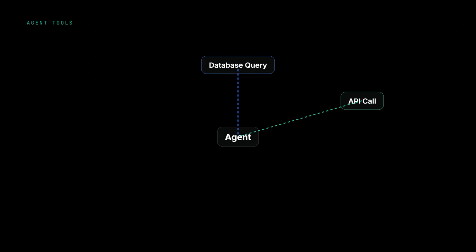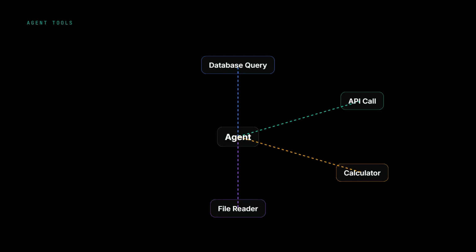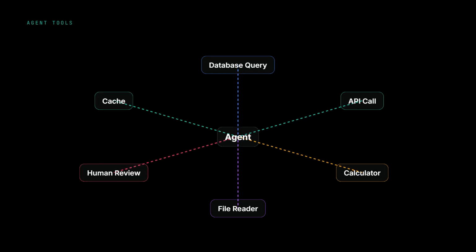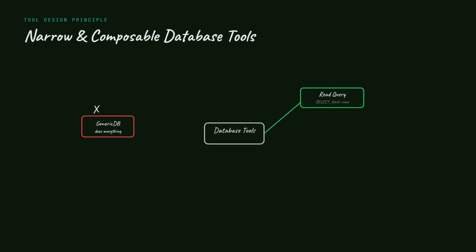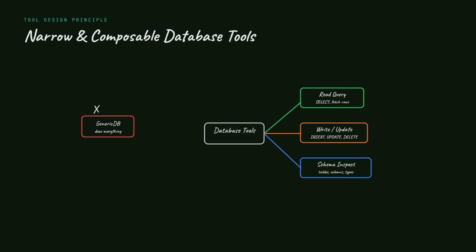Now let's talk about tools themselves. A tool is any external system your agent can interact with: a database query function, an API call, a calculator, a file reader, even a human confirmation step. Tools ground abstract reasoning in concrete, verifiable facts. Here's the key principle: design your tools to be narrow and composable. One tool should do one thing well. Instead of a single massive tool that tries to handle every query type, create separate tools for read operations, write operations, and schema inspection. This makes it easier for the agent to reason about what's available.